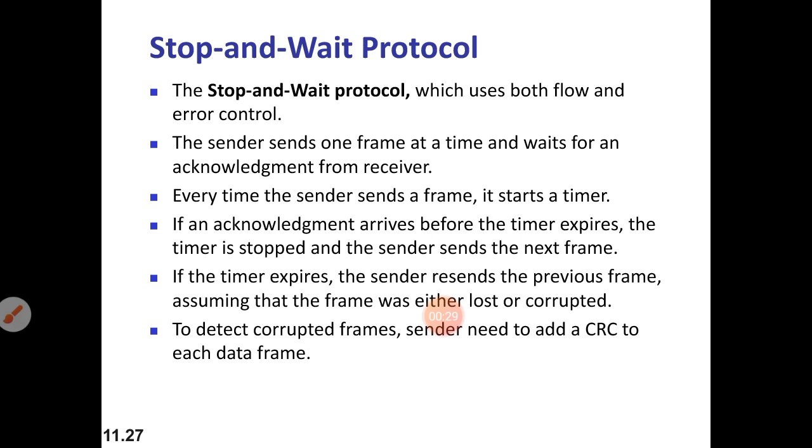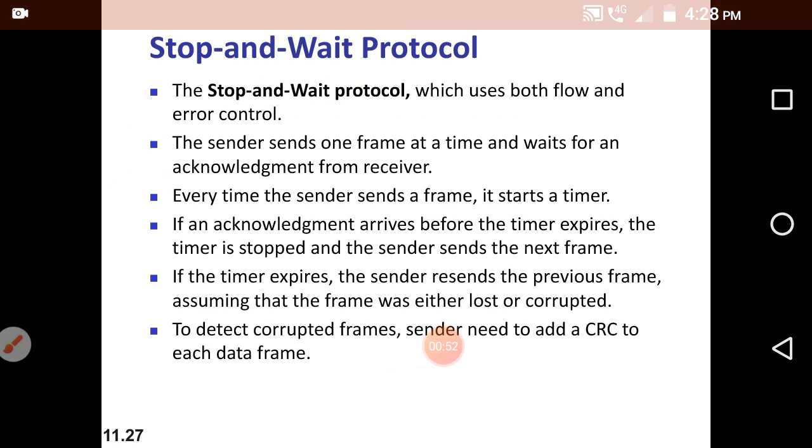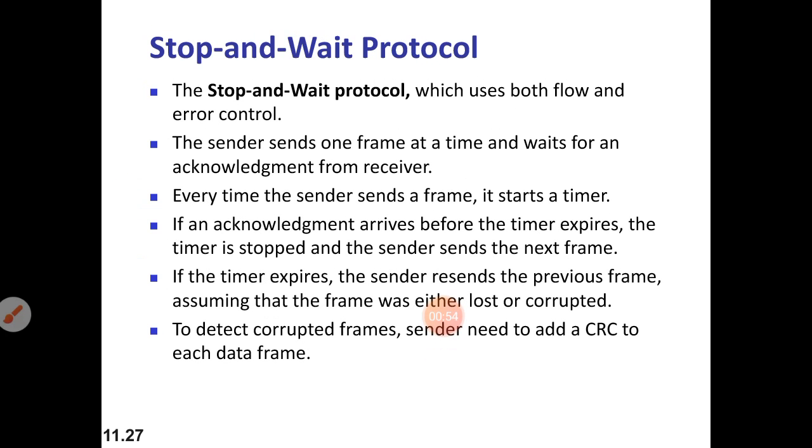The first point is that the stop and wait protocol uses both flow control and error control. It is mainly used to control errors and to control the flow between the two devices. We already discussed flow control and error control in the previous videos. The next point is that the sender sends one frame at a time and waits for an acknowledgement from the receiver. We'll discuss this point through the diagram.